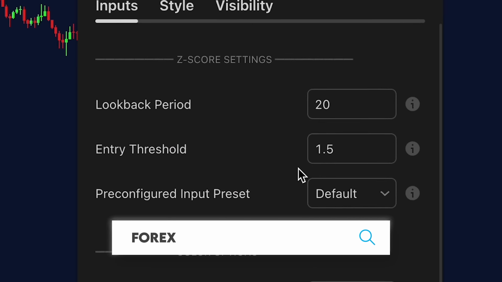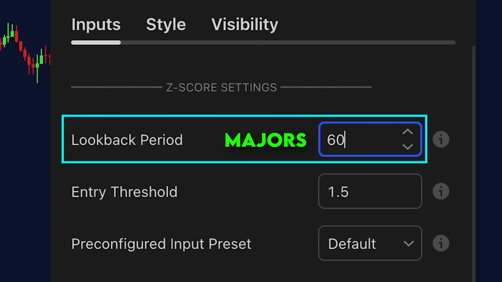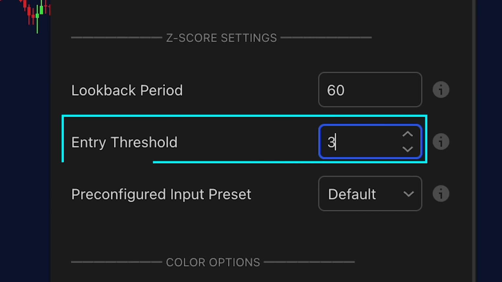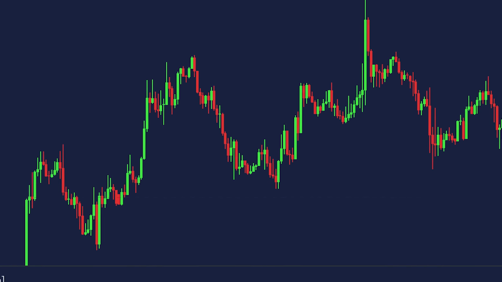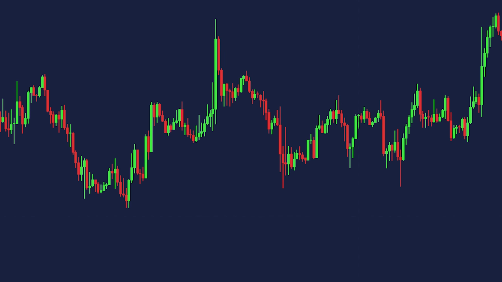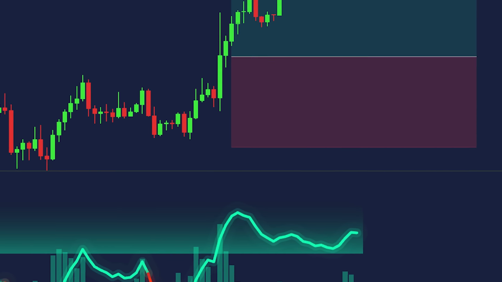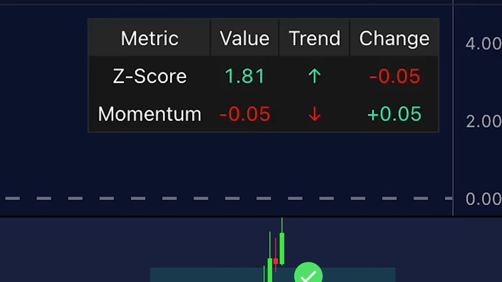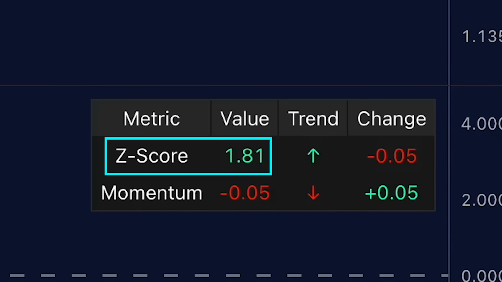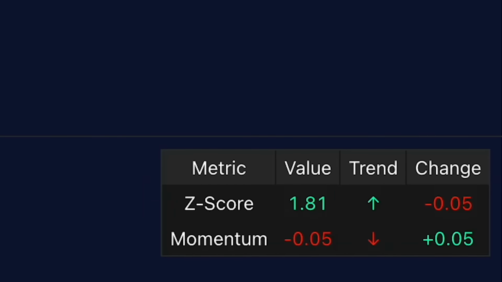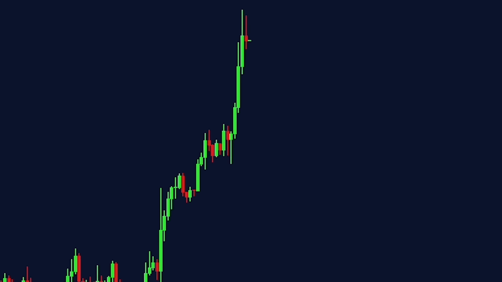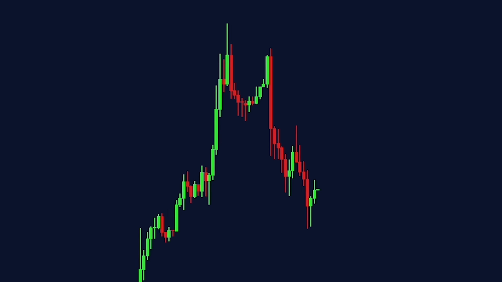For forex pairs, set look back period to 60 for major pairs and EMA smoothing to 3. Why? Because forex markets have unique properties during session overlaps, so longer look back periods capture more meaningful deviations. Also, use plus or minus 1.8 as your extreme thresholds instead of plus or minus 2.0, as forex tends to mean revert faster than other markets.